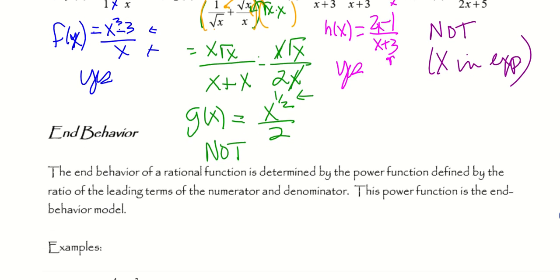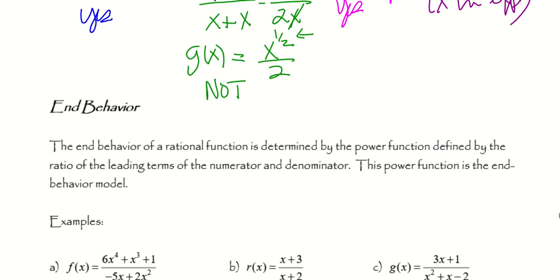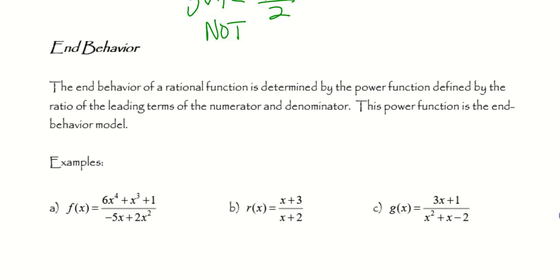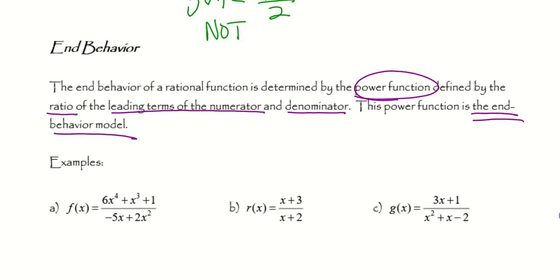Now, let's look at our end behavior. Like with polynomials, we can determine the end behavior for the graph of a rational function by looking at the power function that is defined as the ratio, again a fraction, of the leading term of the numerator and the leading term of the denominator. That provides us, again, with what we call our end behavior model.